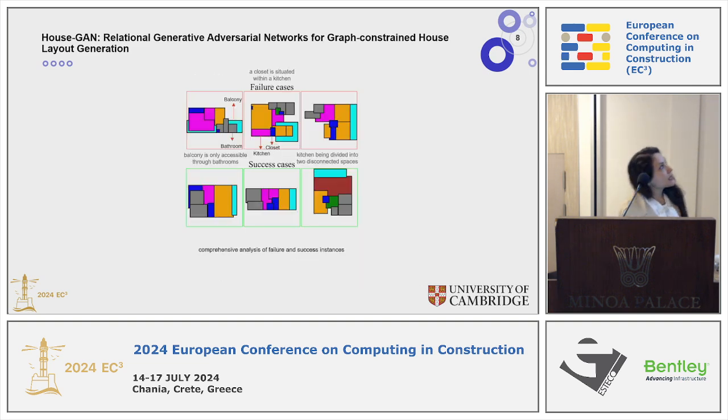This figure shows the comprehensive analysis of failure and success instances. And as you can see in the first one, the problem is that the balcony is only accessible through bathrooms. The problem for the second one is that a closet is situated within a kitchen, and also the kitchen is divided into two separated spaces.